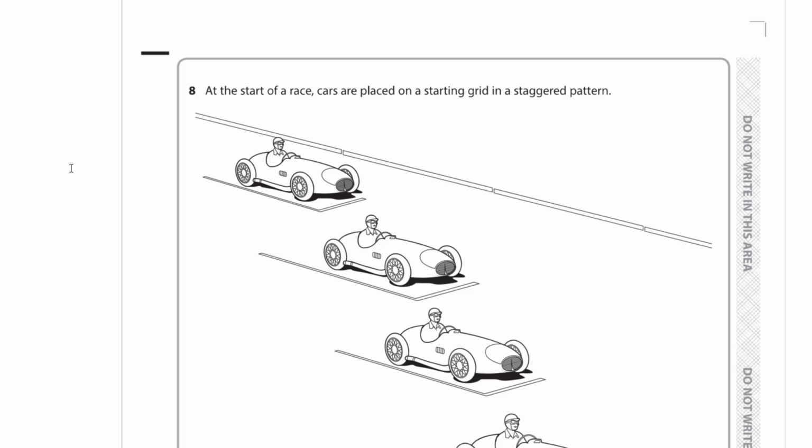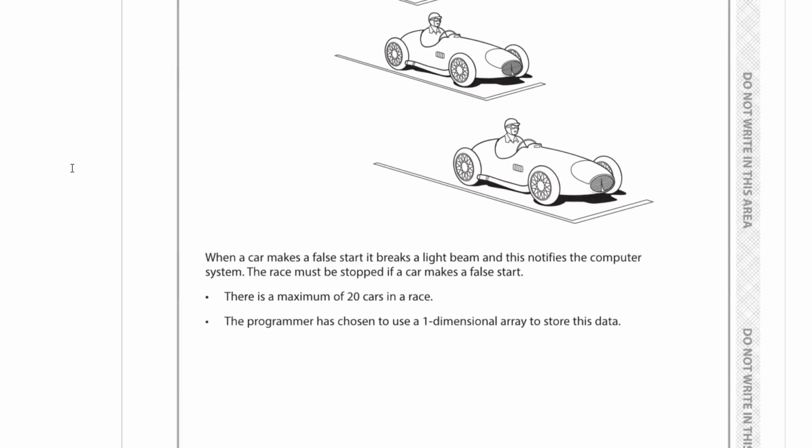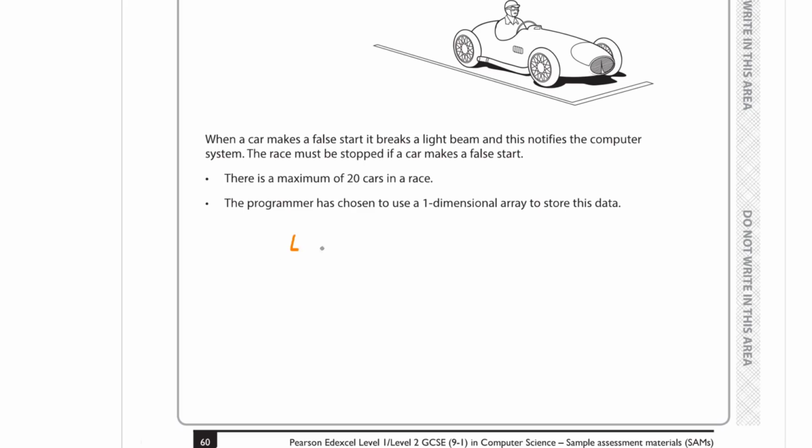At the start of a race, cars are placed on a starting grid in a staggered pattern. And when a car makes a false start, it breaks a light beam, and this notifies the computer system the race must be stopped if a car makes a false start. There's a maximum of 20 cars in a race, and a program is chosen to use a 1D array to store this data. So a 1D array being just lots of data items stored as a single row, as opposed to a 2D array, which is where you've got several rows.